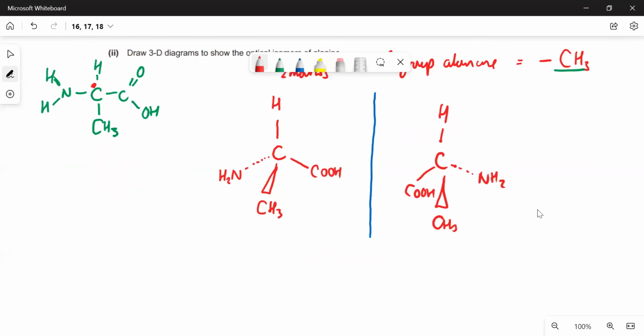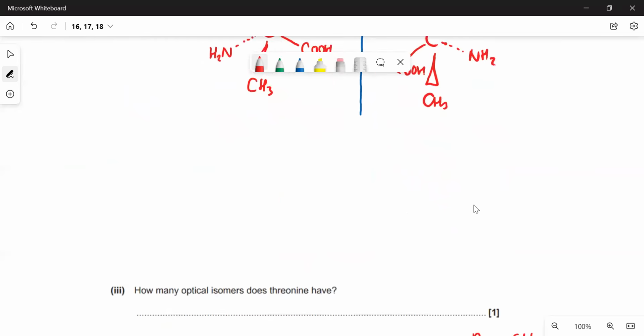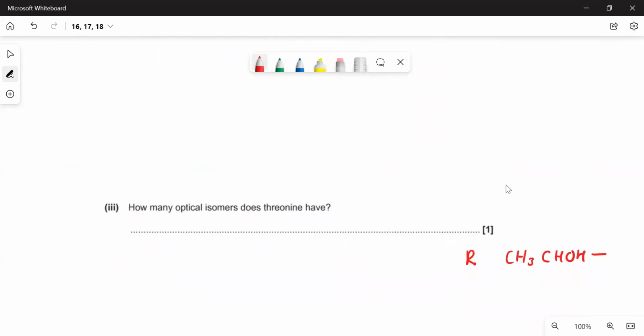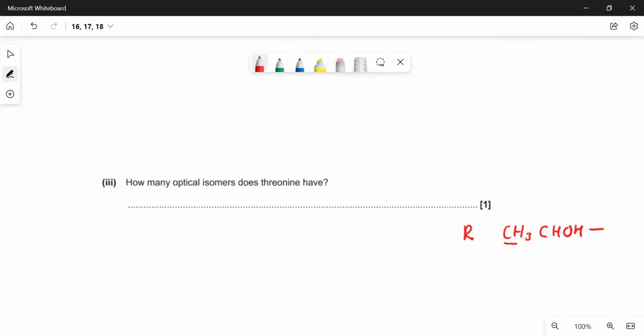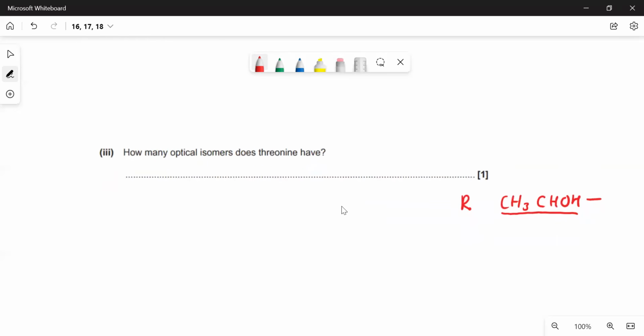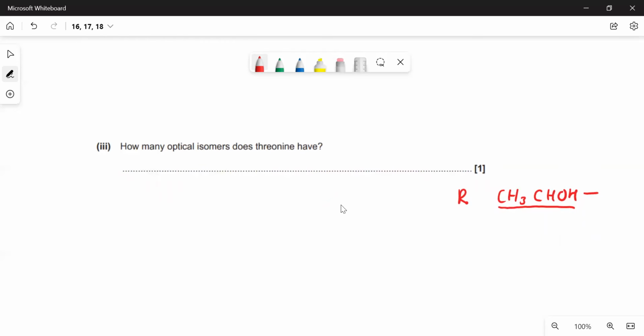Right. Next question. How many optical isomers does threonine have? Now, this is the R group for threonine, which they gave us in the table earlier. So I'll just draw out threonine. We've got the carbon, which has got the carboxylic acid group attached to it, the amine group, and in the case of threonine, we have got CH(OH)CH3.